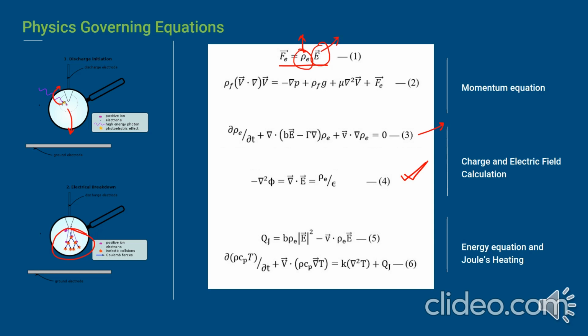Let's talk about this charge transport equation first. It is a generic species transport equation in which we have added a drift term which accounts for the drift of electrons in the electric field.